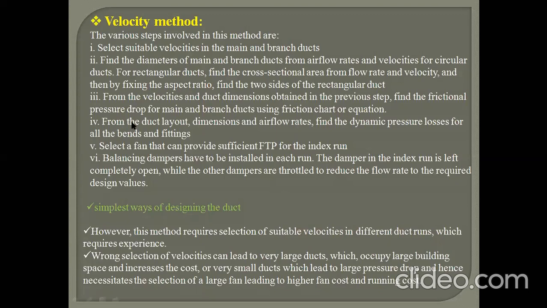Clear? So you can see that this velocity method is very simple. First, what you need to do is fix the velocity, and that is the important thing. That makes the rest very simple, because once you know the velocity, with the help of the friction chart, using velocity and airflow rate, you can find out the friction loss. And once you know the friction loss, you find out the fan requirement. So finally what you have to design is the fan: the dimensions of the duct and then the fan size.